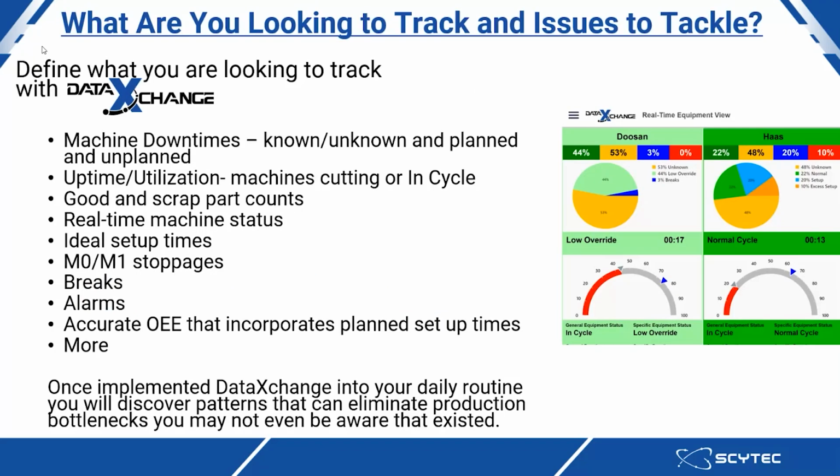And some of the other things that you can track inside of DataXchange include, as I already mentioned, machine downtimes, which can be split into known and unknown and planned and unplanned downtimes. A planned downtime would be something like a lunch break, and an unplanned downtime would be something like a carbide breaking on a tool. You can also track machine uptime/utilization, if a machine has been cutting or in cycle, good and scrap part counts, real-time machine statuses, ideal setup times, M0 and M1 stoppages, operator breaks, alarms, and accurate OEE information that includes planned setup times, as well as a host of other things.